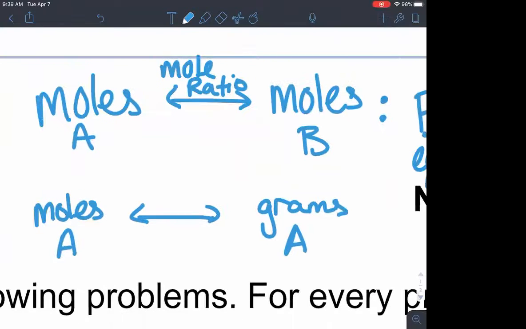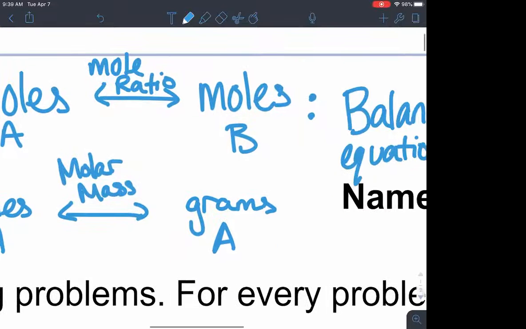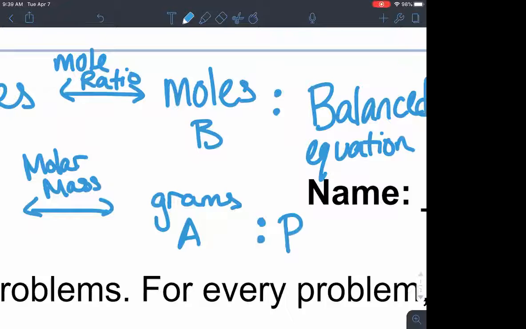I know we were talking about this earlier. We're going to use our molar mass. Do you guys remember that one? Yeah. All right, where do we get the molar mass from? The periodic table. Perfect. This one's from the periodic table.